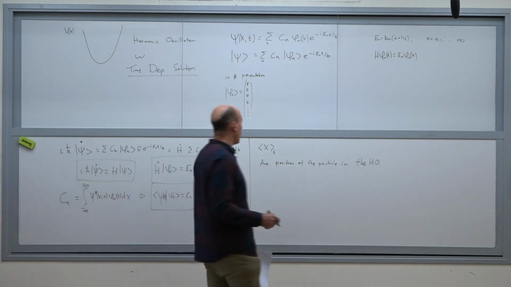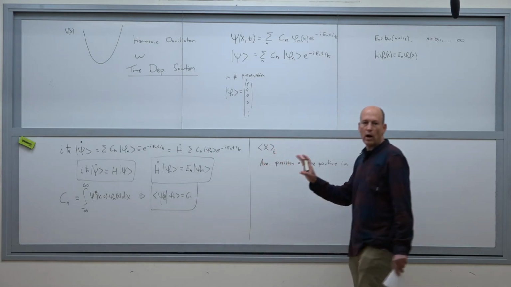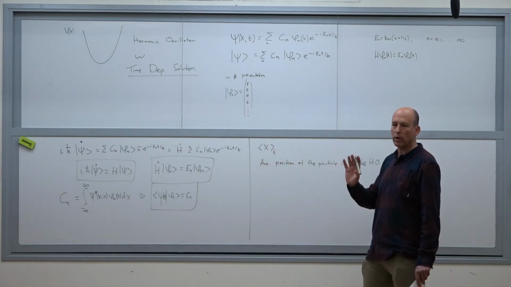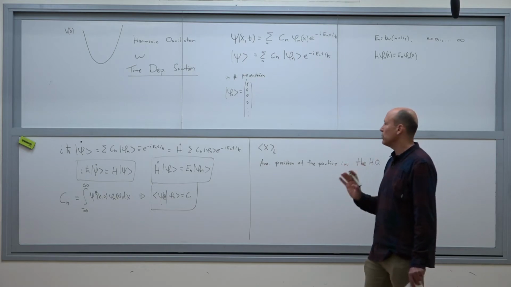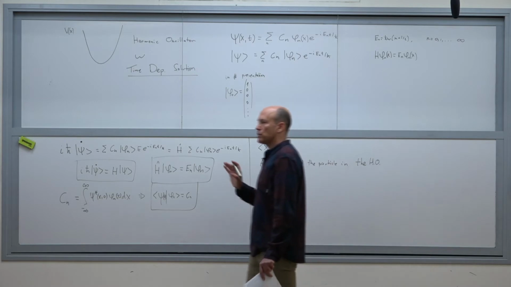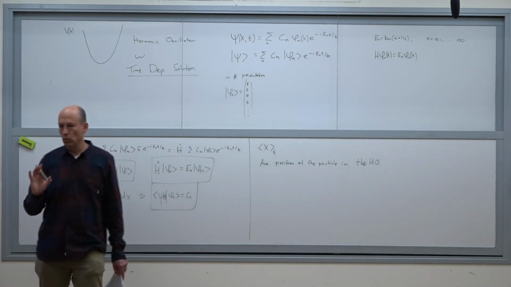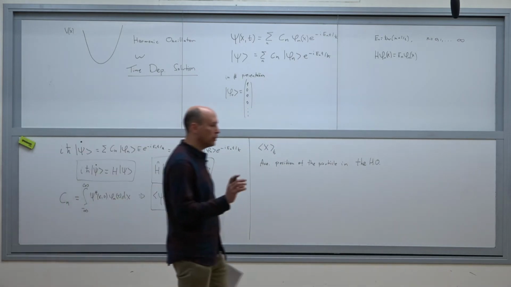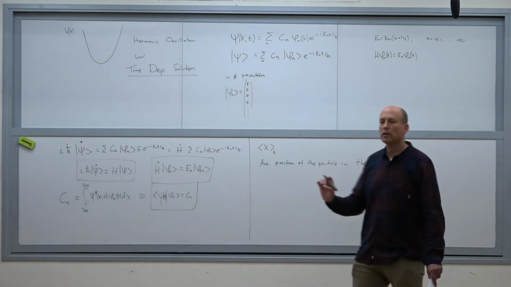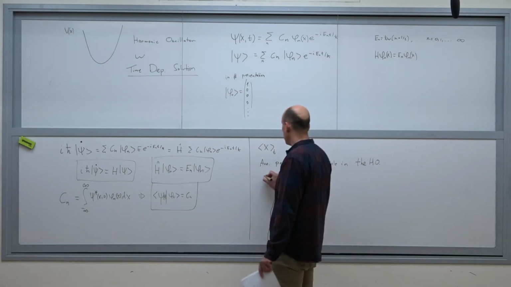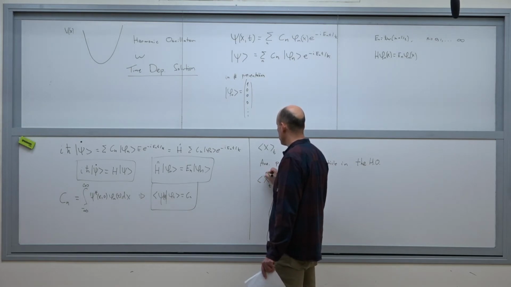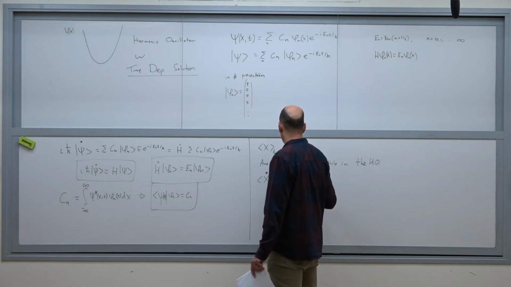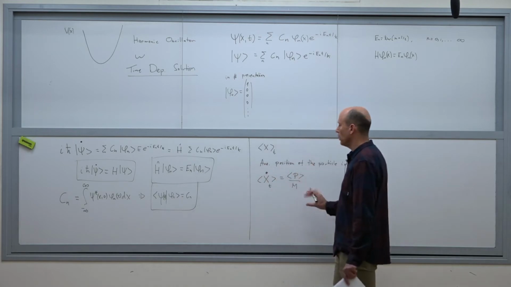Why do I do that? Because I know the answer. I know how the average of x behaves. Why do I know the answer? Because, without doing anything, I know that the average position satisfies the Ehrenfest rules. The Ehrenfest rules relate between the averages and classical mechanics. So I know that x dot on average, and this is the quantum average, is equal to the momentum over m. So this is exactly like velocity, p over m.